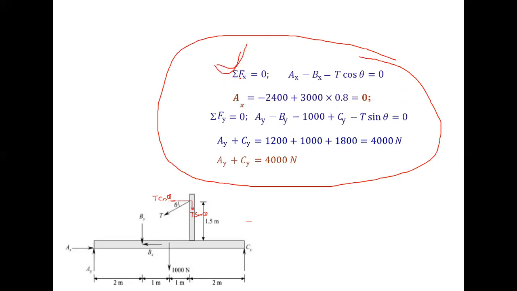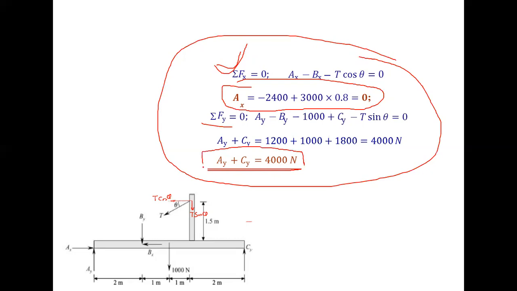So from horizontal force balance, we are getting AX is equal to 0, and from vertical force balance, we are getting AY plus CY is equal to 4000 Newton. Okay, that means there are two unknowns in this equation. So we cannot calculate the values of AY and CY just from a single equation. So we need to apply moment balance here. Okay, moment balance. So about which point do we have to apply the moment balance?